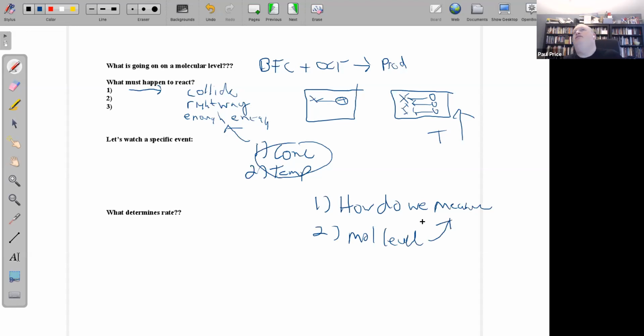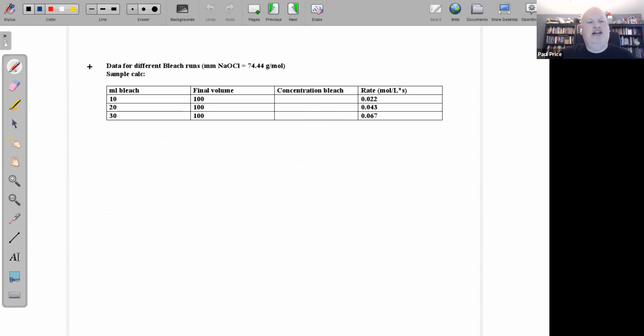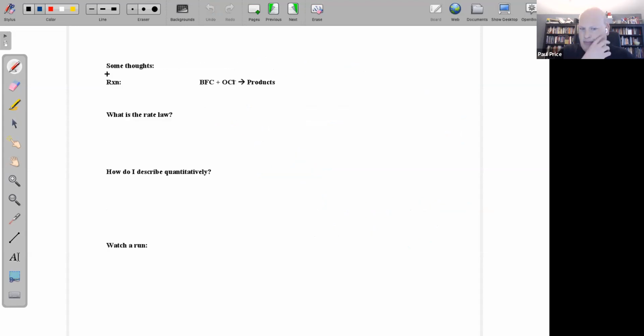So the first thing we typically deal with when we're working with kinetics in the lab is how do I actually make a quantitative description of just saying, oh, increasing the concentration will increase the rate. Is there a way to make that more mathematical? And the answer is yes. And the way we're going to look at that is to go back and look at the rate law, okay? So let's go back for a second. And here's our reaction: blue food coloring plus OCl minus goes to products.